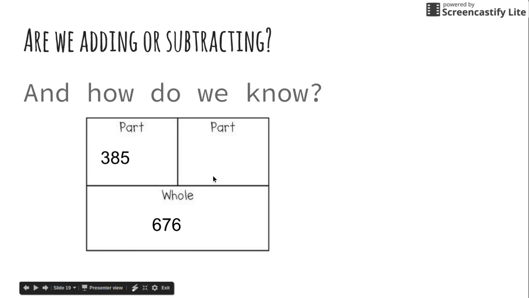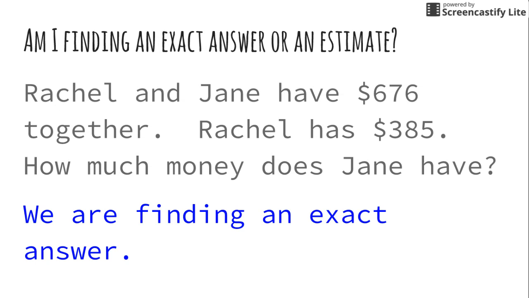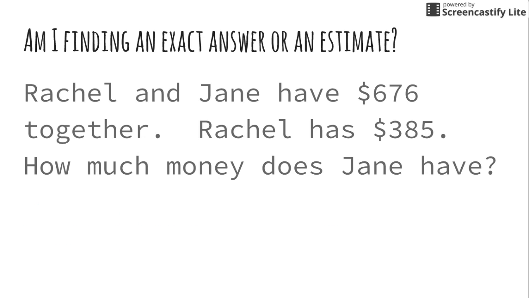I know this part. So what do you do when you know a whole and you're only missing a part? You know this part, you know the whole. So to find a missing part, we subtract. We know the total and we subtract to find the missing part. So in this problem, Rachel and Jane have $676. Rachel has $385. How much money does Jane have?